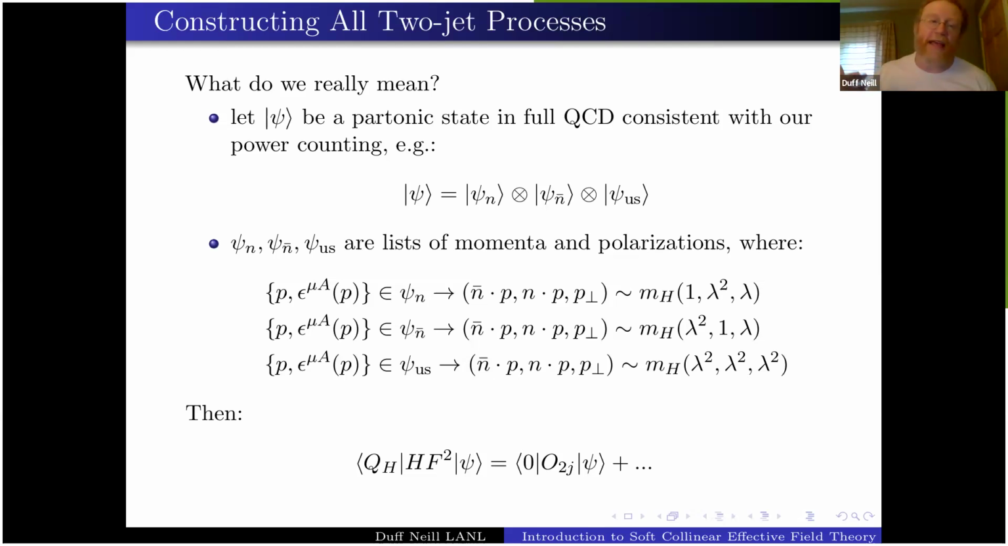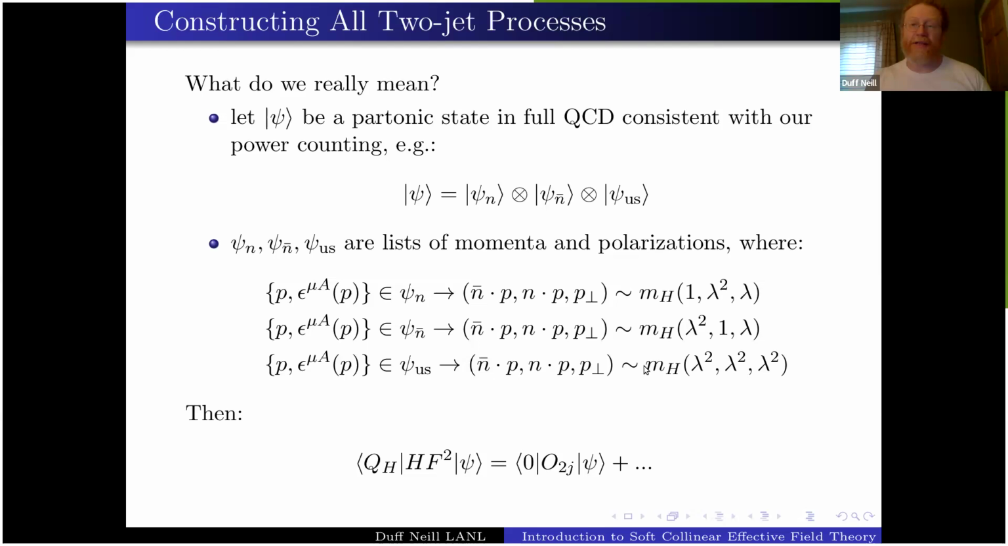You should just think of this psi n, psi n bar, psi ultrasoft as just being lists of momenta and polarizations that respect my power counting. In other words, if some momentum p is a member of psi n, then its momentum respects my collinear power counting. If it's a member of psi n bar, then its momentum respects my anti-collinear power counting. And if it's a member of psi ultrasoft, it respects my ultrasoft power counting. So this is precisely the type of state that would be annihilated by my two-jet operator.